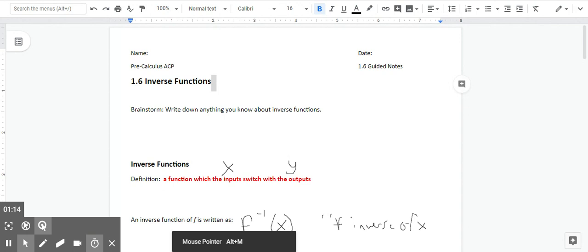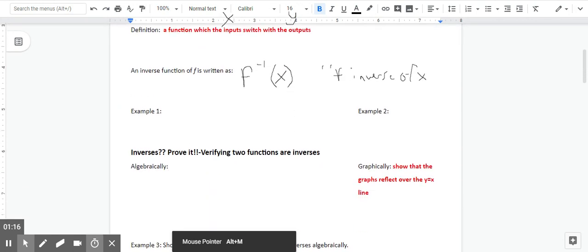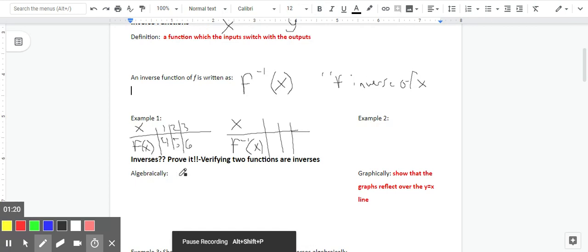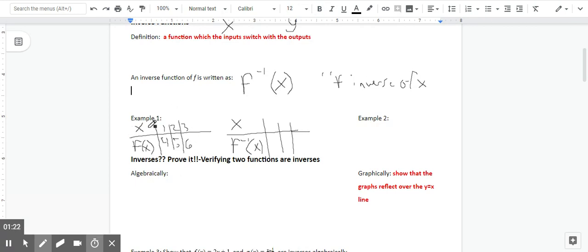So now moving on, I can show you a couple examples of functions. So let's say we have this function right here, x and f of x. Keep in mind, f of x is another way we can say y. So this is my x row, this is my y row. So 1, 2, 3, 4, 5, 6. This is a numerical way of representing data.